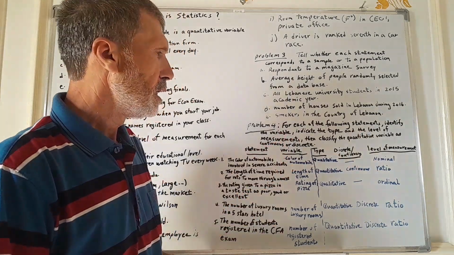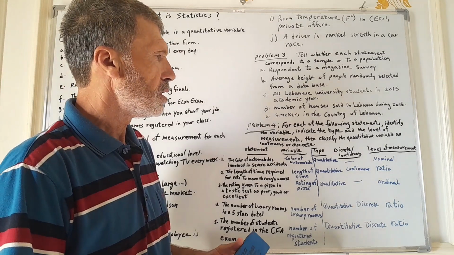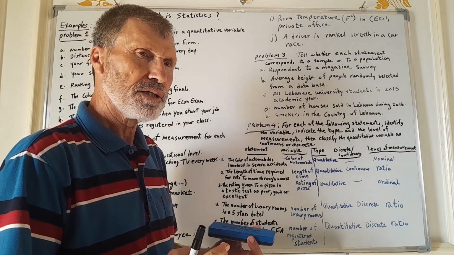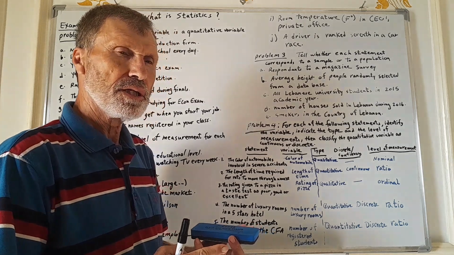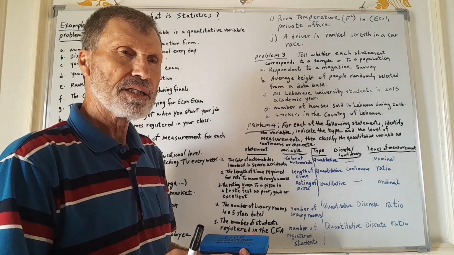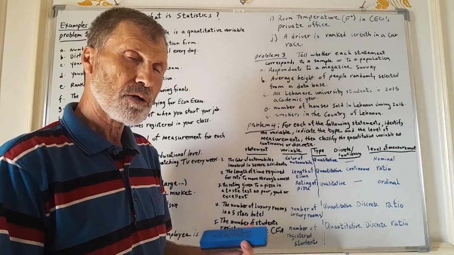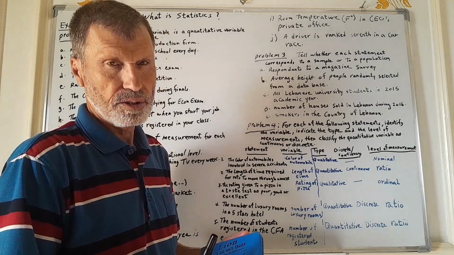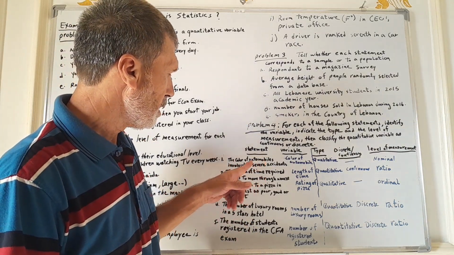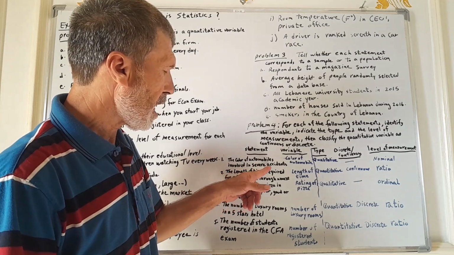So we have many types of questions that we need to identify. We need to identify the variable, the kind of variable we have, whether it's qualitative or quantitative, and if it's quantitative, whether it's discrete or continuous, and the level of measurements. Okay, now the first statement, the color of automobiles involved in severe accidents.